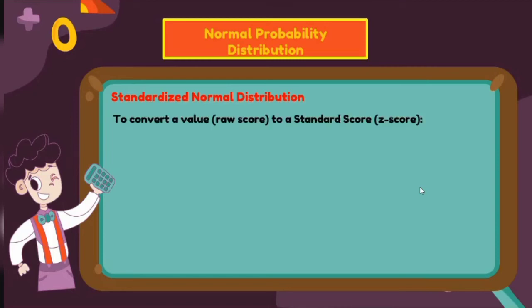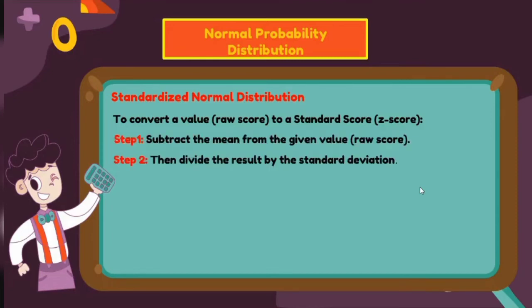So these are the steps. To convert a value or the value of x, like for example, the raw scores, to a standard score or also known as the C-score, you have to follow the following steps. So for step 1, subtract the mean from the given value or the raw score. For step 2, then divide the result by the standard deviation.